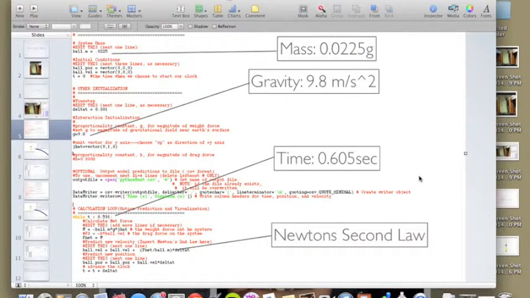The next step is to input the data into our Python program. Here's a screenshot of the Python with just the weight force acting on it. You can see the mass is at 0.0225 grams, gravity is set at the constant 9.8 meters per second squared, and our time in the while loop is 0.605 seconds. We also use Newton's second law inserted there. However, we just use the weight force in this case, the negative ball weight times the gravity times j hat.